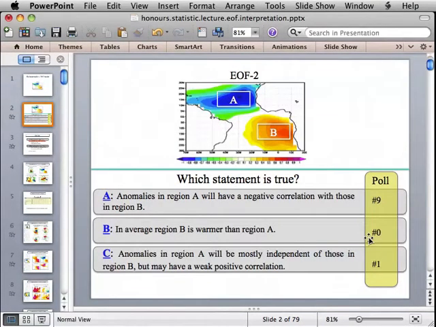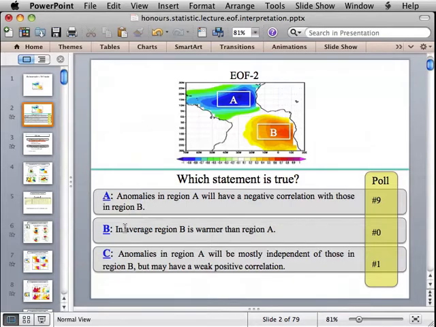The general view is A is correct, nobody goes for B, and C is unlikely. And let me say something about B. The thing about EOFs is that the sign of the pattern doesn't matter, because it will always go up and down, up and down, up and down. It will be positive, negative. Whatever statement you make about the EOFs has to be true if you change the sign. If you change the sign of the complete field, it would be B negative and A positive. It would be exactly the same EOF pattern, because the sign doesn't matter.